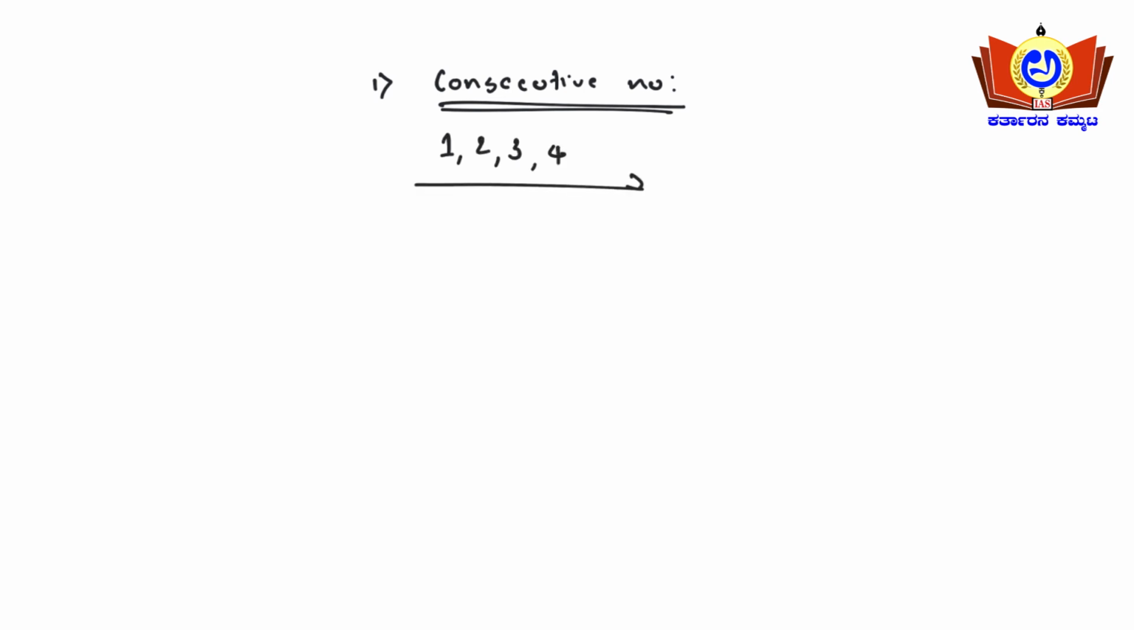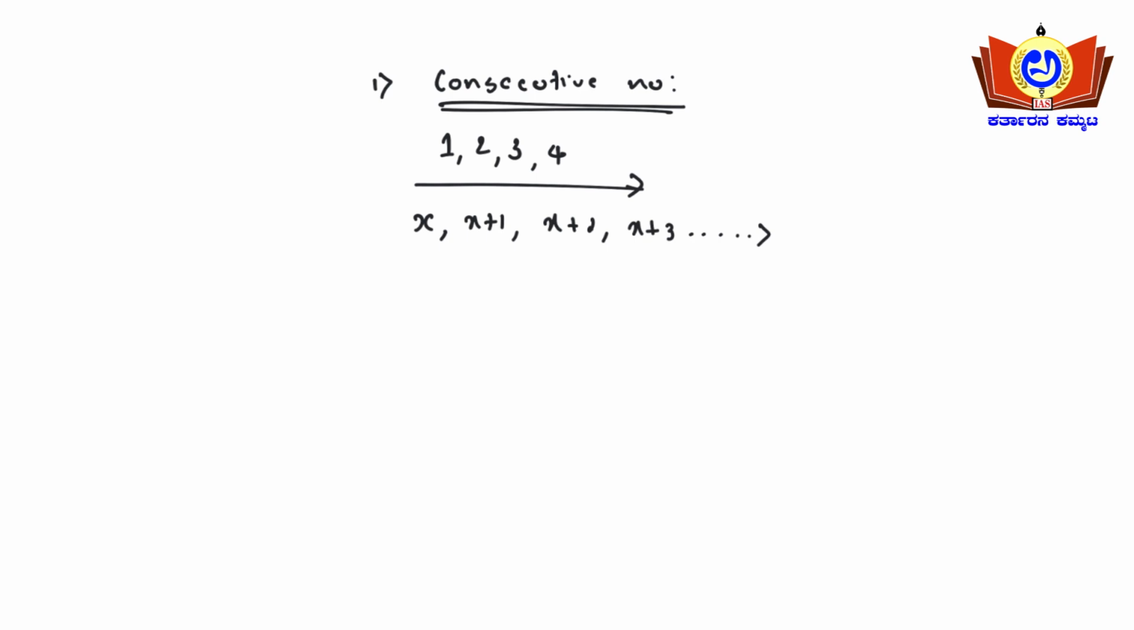So, consecutive numbers. The first point is consecutive numbers. So what do you understand by consecutive numbers? 1, 2, 3, 4, these are all consecutive numbers. If there is any number, then that number plus 1 is the consecutive number. Say for example x is there, so x plus 1, x plus 2, x plus 3, and it goes on. Okay, this is known as consecutive numbers.